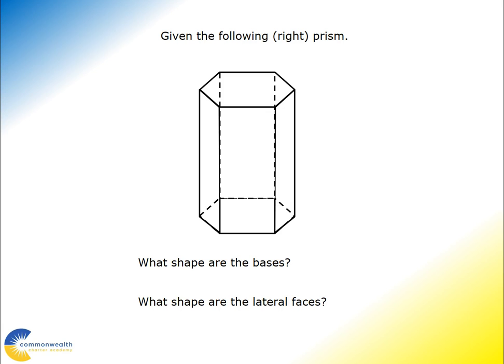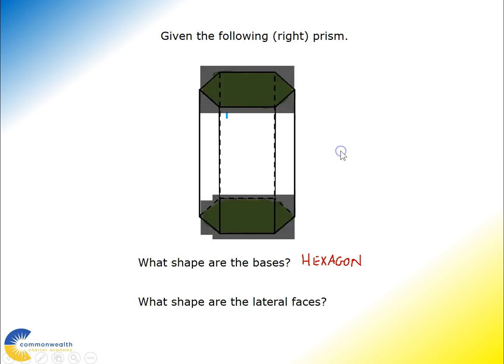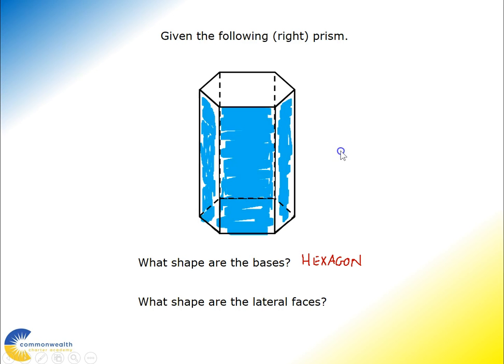A lot of these questions are just asking you to identify parts of the prism. It's something you should always do before you start choosing what your height is, or how you're going to find the area of the base. The bases are six-sided, so they're basically regular hexagons. And of course, since it's a prism, the lateral faces should be rectangles. And that happens in all prisms.